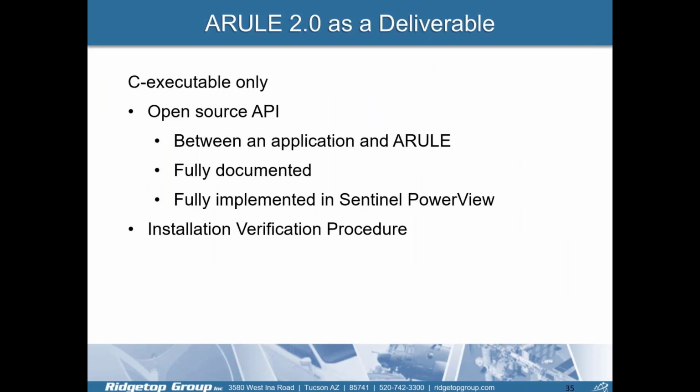Okay. How do we deliver A-Rule 2.0? The engine, we deliver as a C executable only, but the API is an open source API. It is fully documented. It will be fully implemented in Sentinel PowerView. That's what we're working on right now. And it will come with an installation verification procedure to allow you to verify that you have correctly installed the engine and all the parts needed to run it.